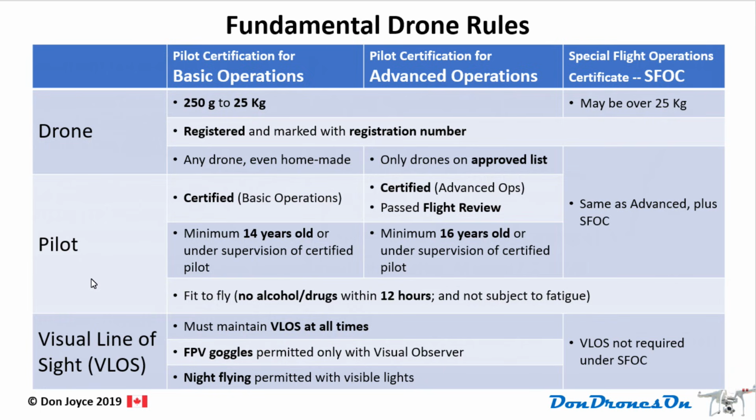In terms of the pilot, you need to be certified, which means writing and passing the exam that you're studying for today. There's one for basic operations and there's another one for advanced operations. If you're flying advanced operations, you also have to pass a flight review in person with a real live flight review instructor who can evaluate your capability. For basic operations, you have to be at least 14 years old or flying under the direct supervision of a certified pilot. For advanced, 16 years old.